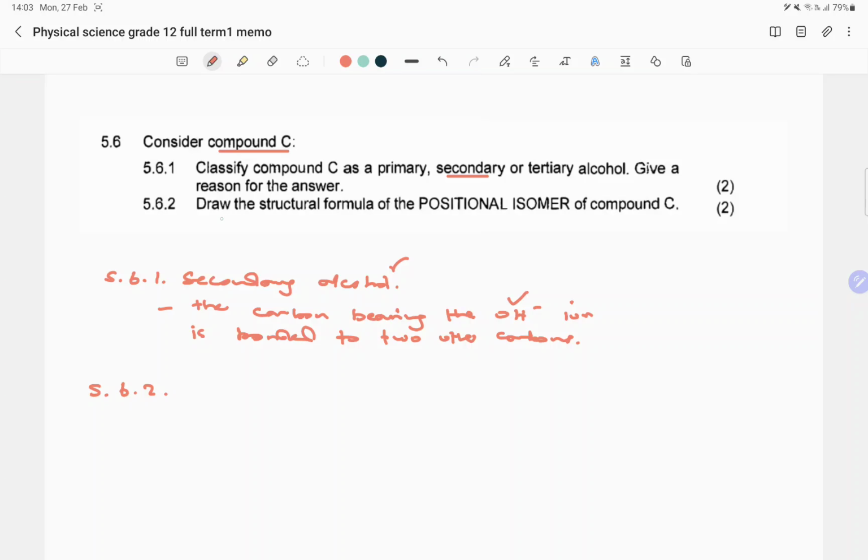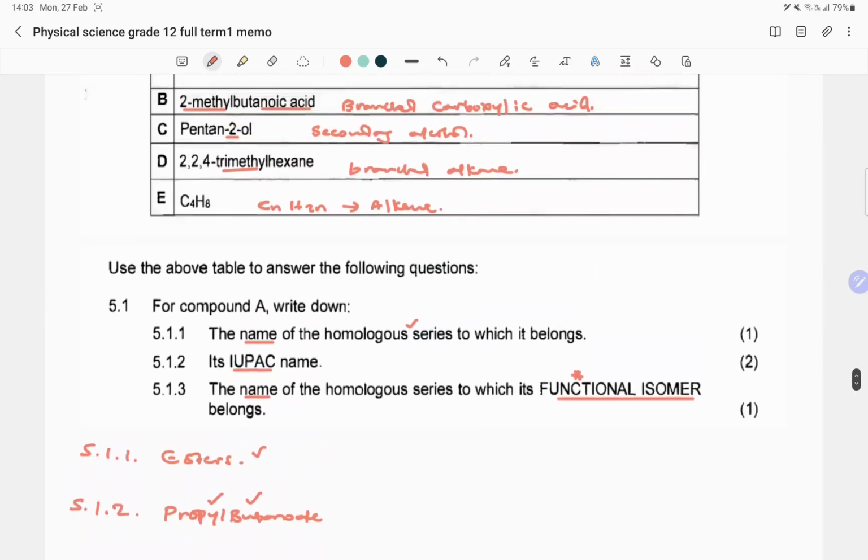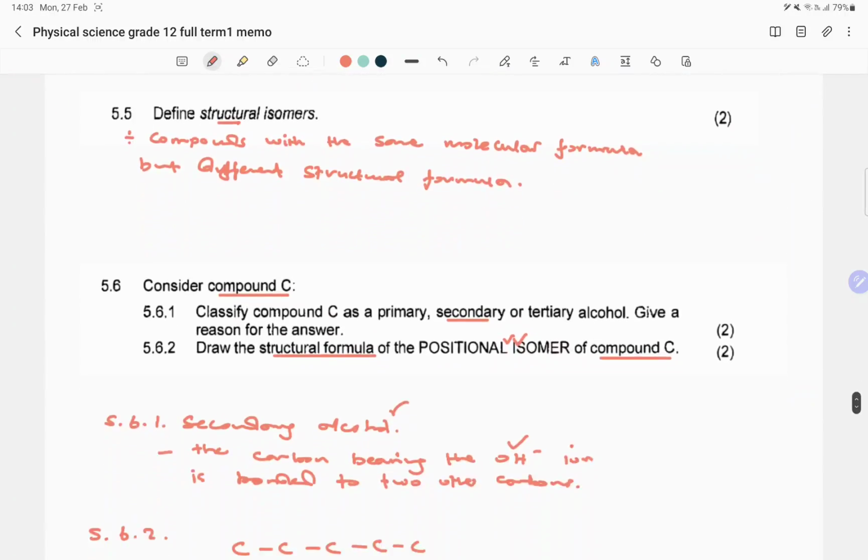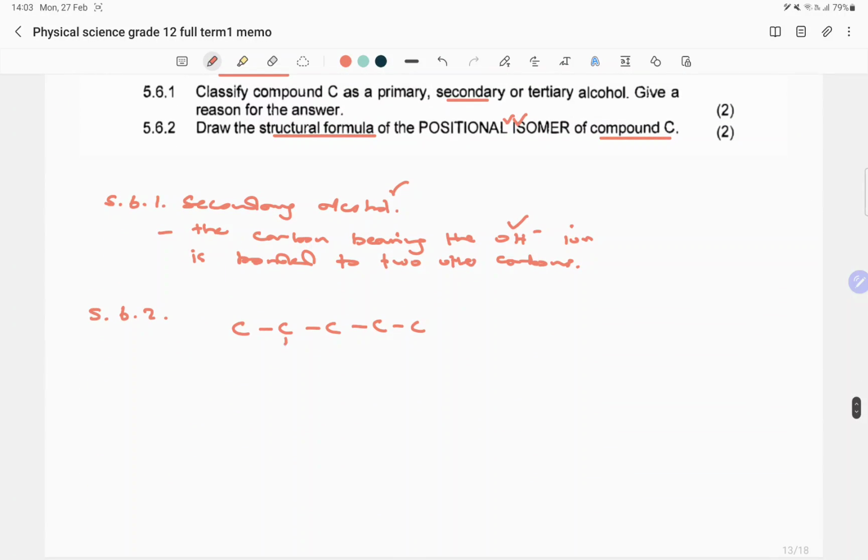Now it says draw the structural formula of the positional isomer of compound C. Okay, so we want the positional isomer of compound C. Remember, compound C is 1, 2, 3, 4, 5. That was pentane 2-ol, isn't it? Yes. So remember, pentane 2-ol, it means our OH group was here. Okay? And then with hydrogens there, hydrogens. Remember, these are saturated molecules.